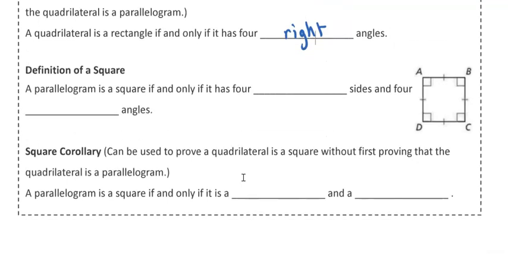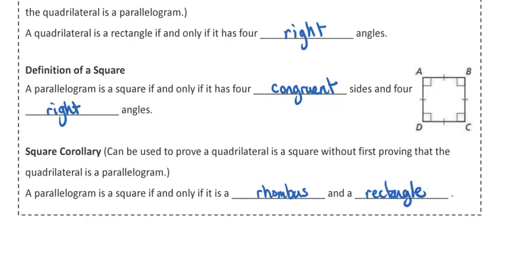All right, the definition of a square. A parallelogram is a square if and only if it has 4 congruent sides, so 4 equal sides, and 4 right angles. The square corollary is the same as the other corollaries. You can use it to prove that a quadrilateral is a square if it is a rhombus, because it has 4 congruent sides, and a rectangle, because it has 4 right angles. So it has 4 congruent sides and 4 right angles.